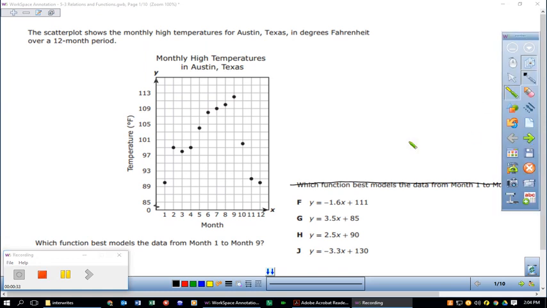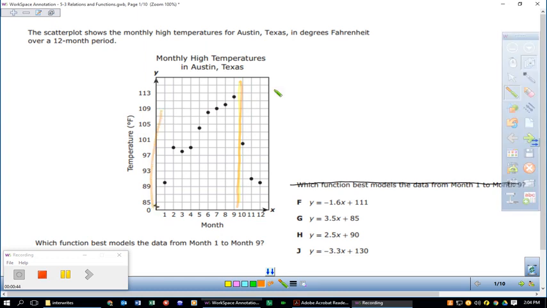Okay, so what you would want to do is look at month 1 to month 9. So we're ignoring the data that's over here, and looking between here and here. Which of these functions could come from that? Month 1 to month 9.